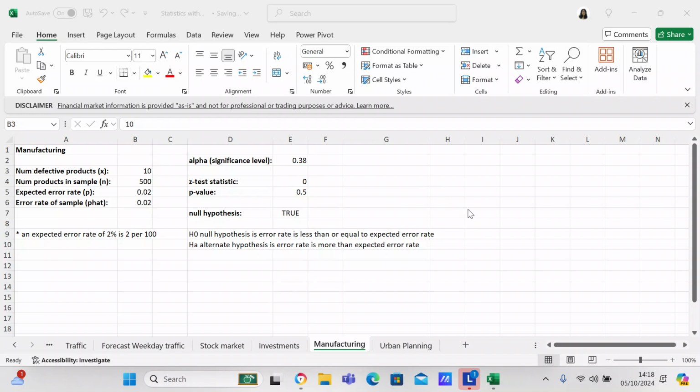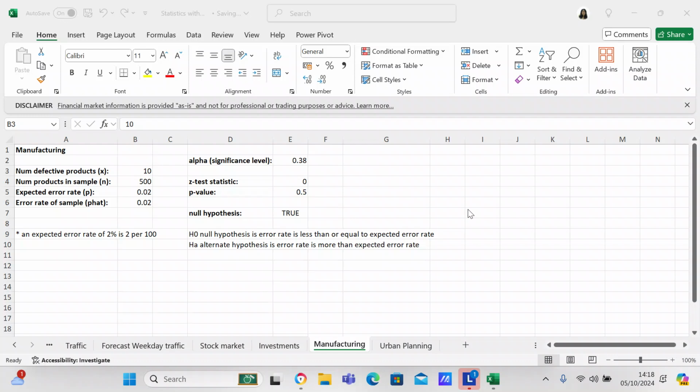So you've got this manufacturing company, and they say that they want to have an error rate of 2%. So an error rate is 2 out of every 100. If they've got 500 products, that means that 10 of those 500 products should be in error. If it's less than 10, that's good. And if it's more than 10, then that means there's a problem.